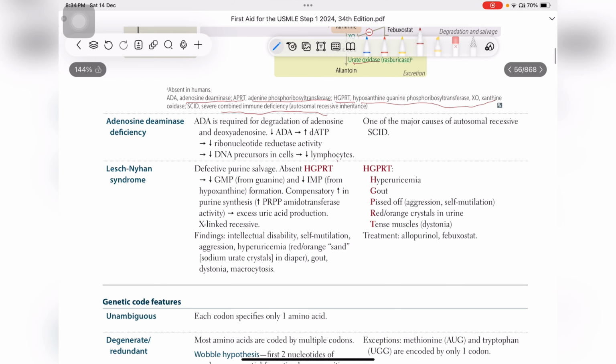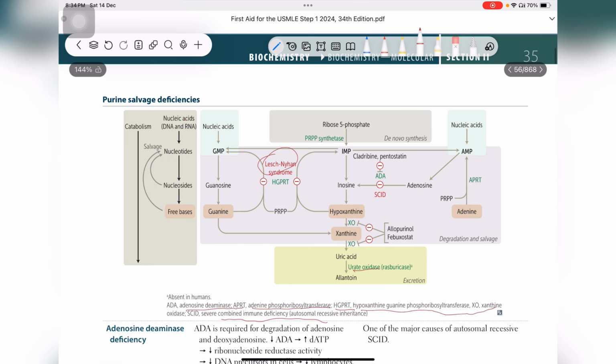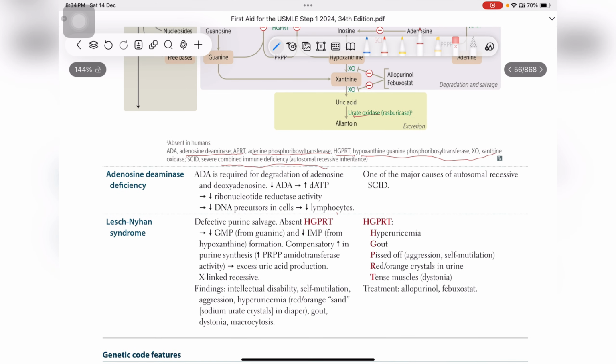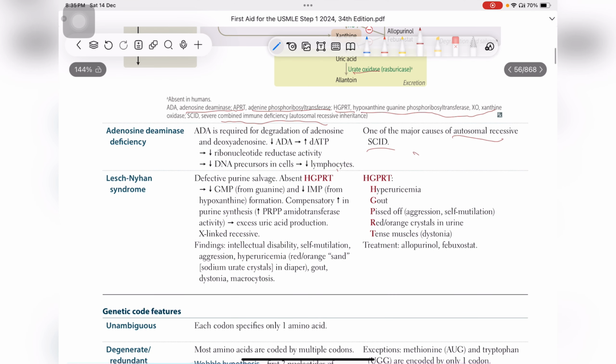Adenosine deaminase is required for degradation of adenosine and deoxyadenosine. So if there is decreased adenosine deaminase, there is increased ATP and decreased ribonucleotide reductase activity, decreased DNA precursors in the cell, decreased lymphocytes. One of the major causes of SCID is autosomal recessive. You also have X-linked recessive. This is not important here.